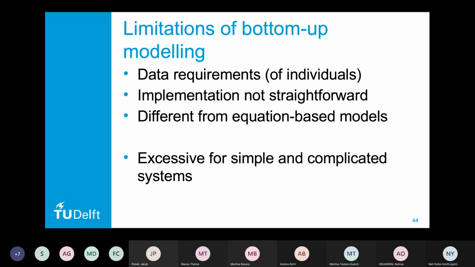So I would say that top-down modeling fails for complex systems. I'll say bottom-up modeling is excessive for simple and complicated systems. It's what we need for complex systems, but for the simpler cases, you can do it, but why not do some top-down modeling or something else? Okay. Does that make sense? Okay, good.